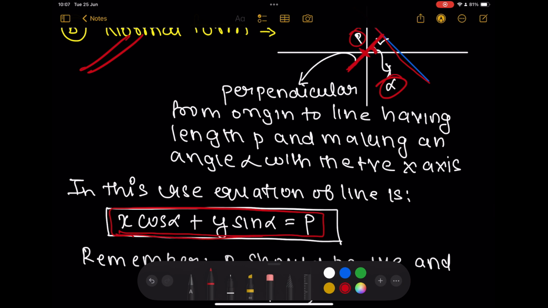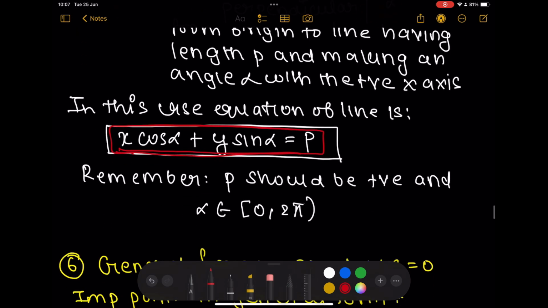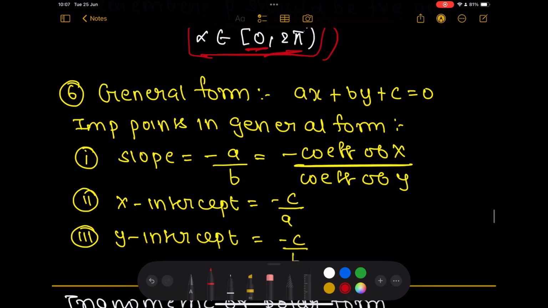Then you will be able to write the equation of the line as x cos alpha plus y sin alpha equal to p. Okay, now this is very important. This p should be positive, obviously, because distance can never be negative, and alpha must belong to [0, 2π). Clear? Clear.